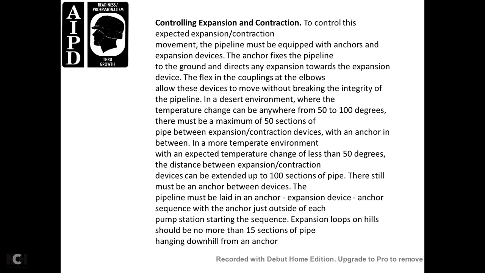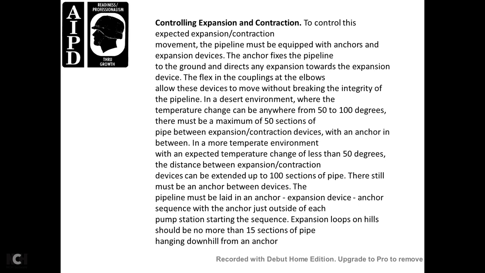Controlling expansion and contraction. To control the expected expansion and contraction movement, the pipeline must be equipped with anchors and expansion devices. The anchor fixes the pipeline to the ground and directs the expansion towards the expansion device. The flex couplings and the elbows allow the device to move without breaking the integrity of the pipeline.